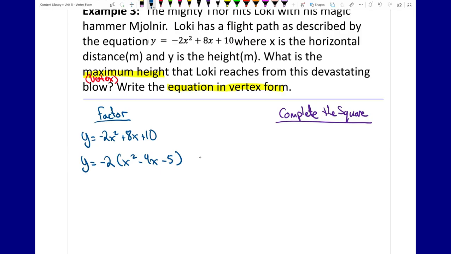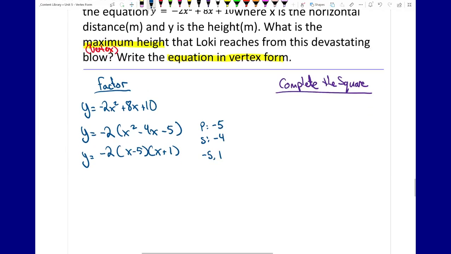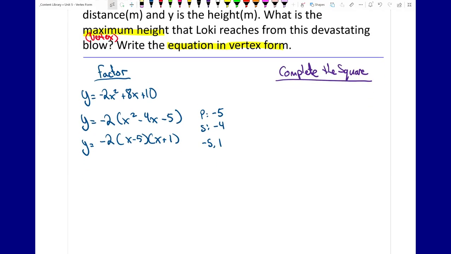Here I can continue to factor using product and sum, because now in the brackets it's a simple trinomial. So two numbers that multiply to negative 5 and add to negative 4. In this case I have negative 5 and positive 1. So in my brackets, negative 2 still remains, and I have x minus 5, x plus 1. From there, I can find my zeros, or my x-intercepts.